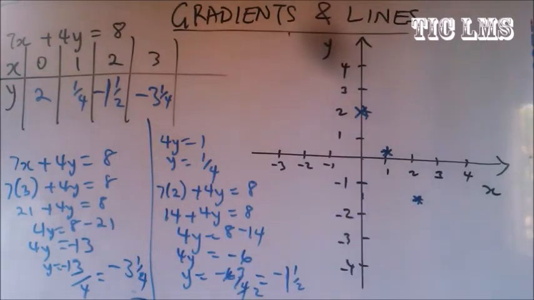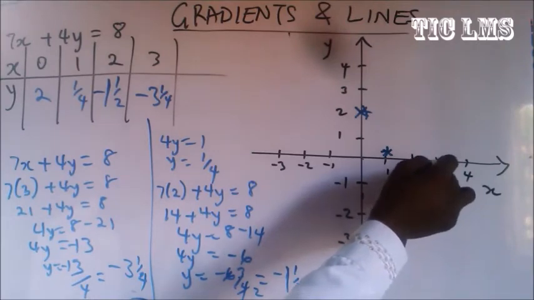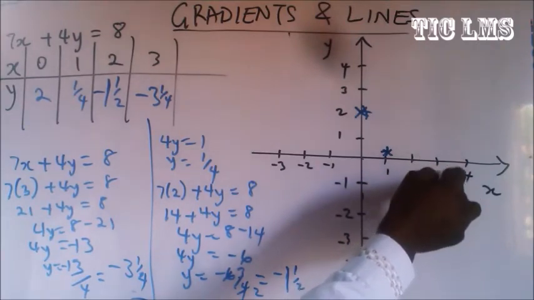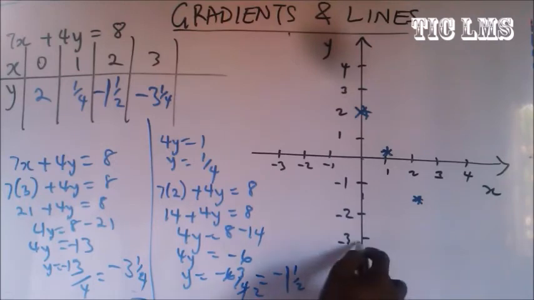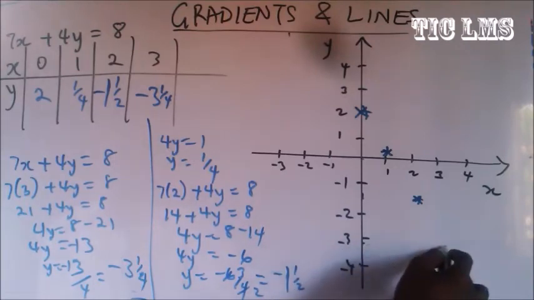And then when we have our x to be 3, y is minus 3 and 1 over 4. So we'll trace it down to this side, so somewhere around here.